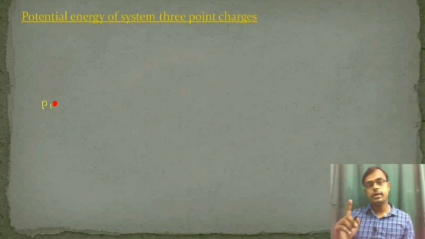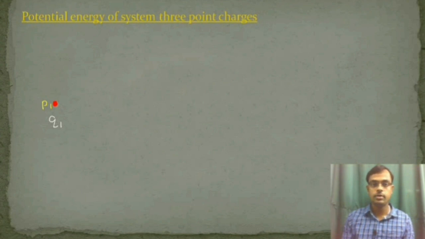If you want to bring a charge Q1 from infinity to the position P1, what are you bringing here? A point charge Q1 from infinity to the position P1. Is there any work required? No, no work is required. Why? Because there is no external electric field, or there is no potential.